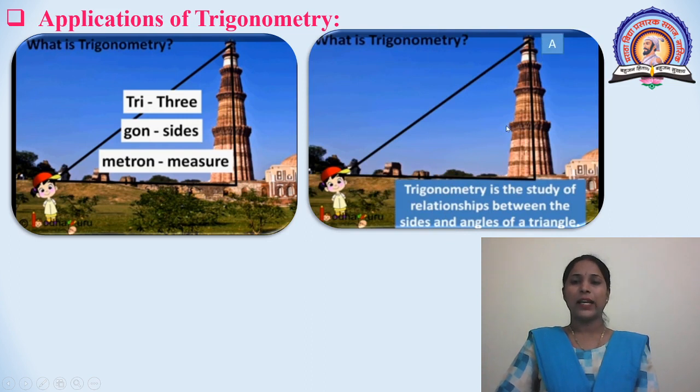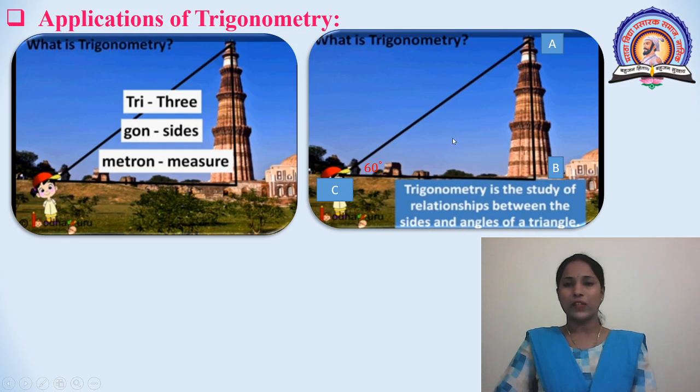Here triangle ABC and measure of angle 60 degree. We get some length BC and angle C. By using these two factors, we have to find the height or length AB, that is the height of Qutub Minar. One more definition of trigonometry: trigonometry is the study of relationship between the sides and angles of a triangle.